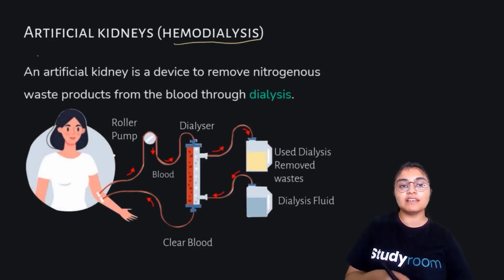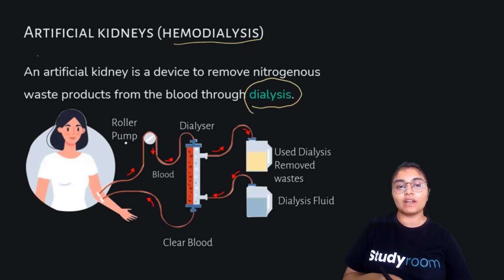The artificial kidney is a device to remove nitrogenous waste products from the blood through dialysis. This is a process called dialysis. This hemodialysis is the process. Okay, so there's this filtration and removal of nitrogenous waste products. The work that is done by the kidney is actually done by the artificial kidney, because the kidney which is present in our body is not working.